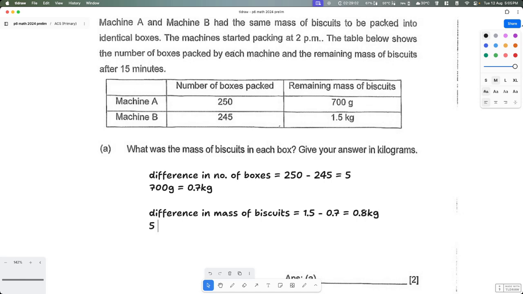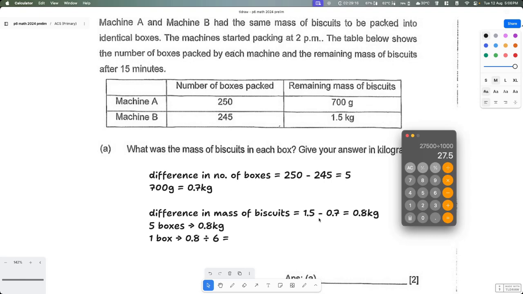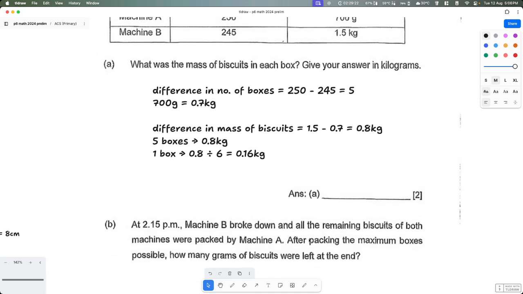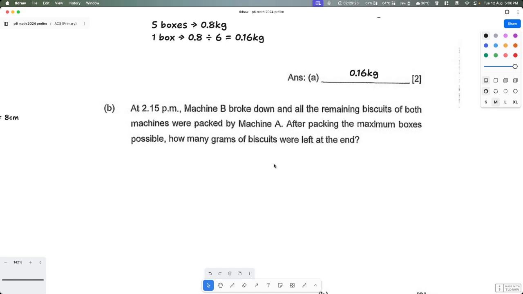So that means 5 boxes is equal to 0.8 kilograms. So one box is equal to 0.8 divided by 5. 0.8 divided by 5 is 0.16, so 0.16 kilograms in this case. There you go, that's your answer. Let's move on to part B.